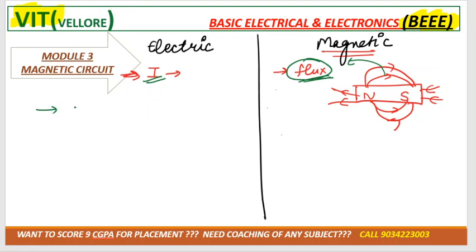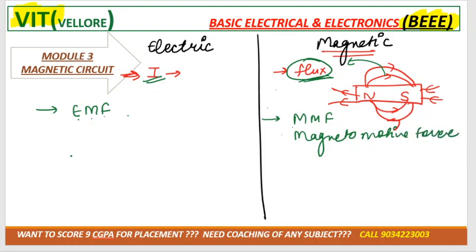And in the case of electric circuit, EMF will be induced. EMF means electromotive force, right? But in case of magnetic circuit, MMF will be produced. MMF means magnetomotive force. Got it? Now the next one is resistance.